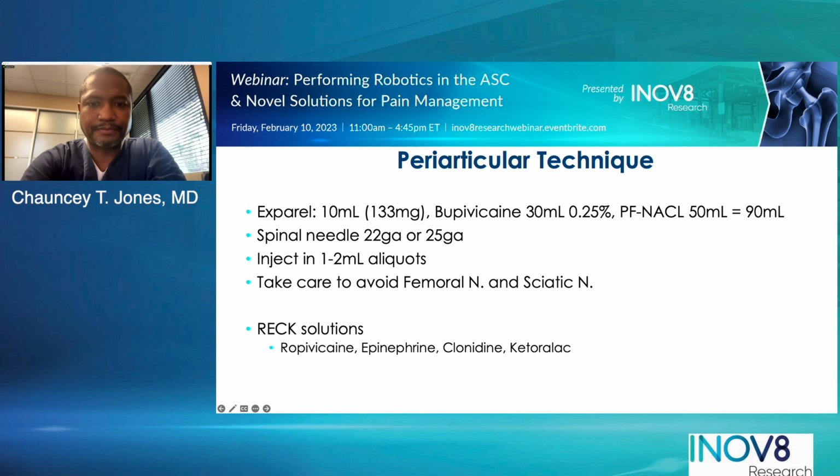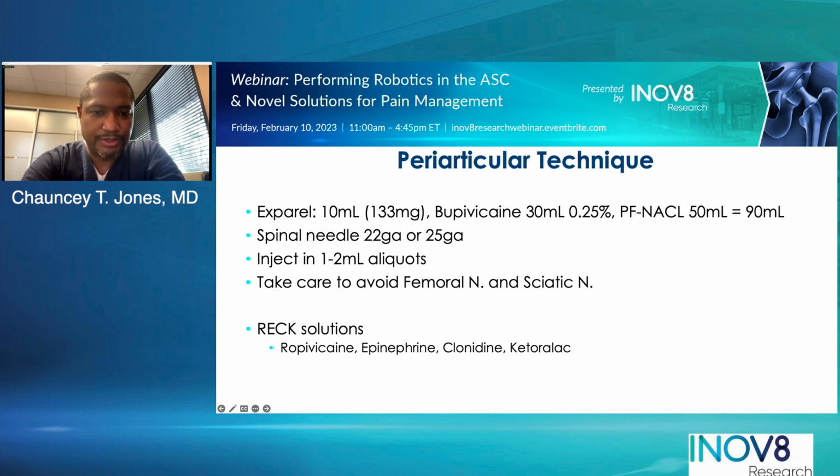The periarticular technique is done in the operating room on the surgical field by the surgeons, but it's a nice supplement to this. There are several techniques and explanations on how to do that, so we won't go into detail about that today, but the similar combination of 10 mLs or 133 milligrams of Exparel, 30 cc's of 0.25% bupivacaine, and then further diluted with preservative-free normal saline to minimize infection risk.